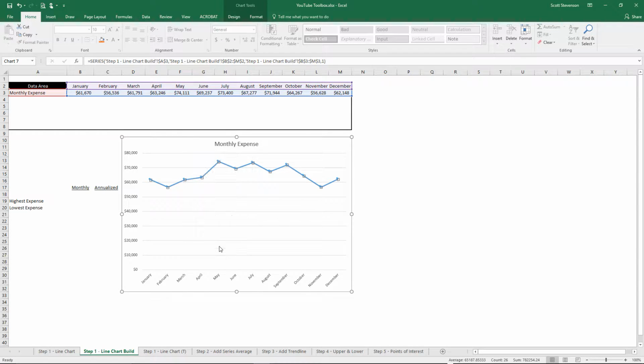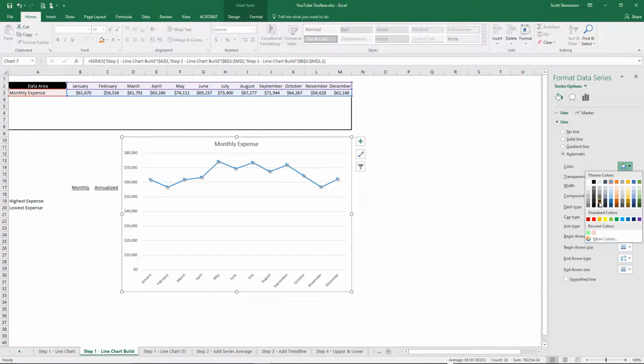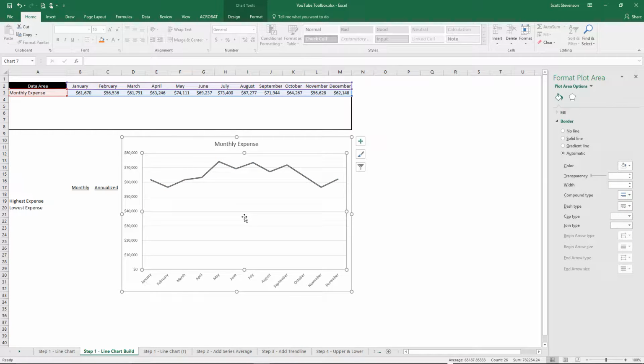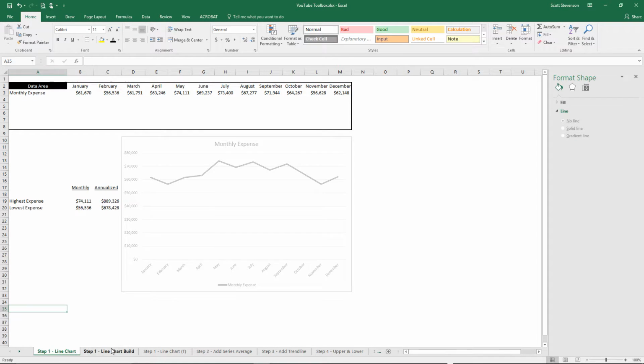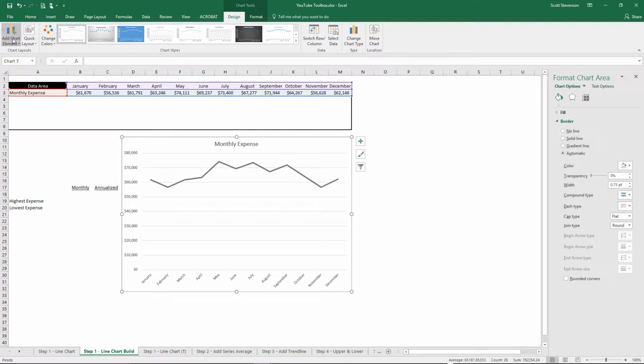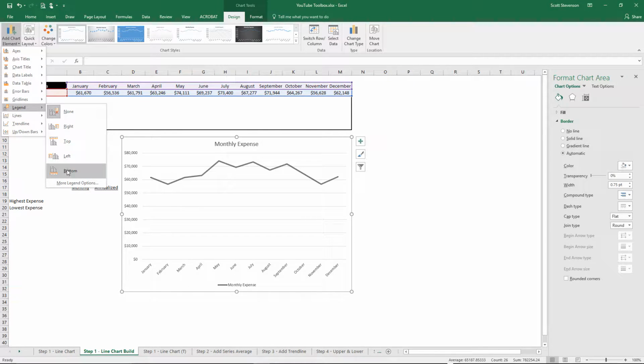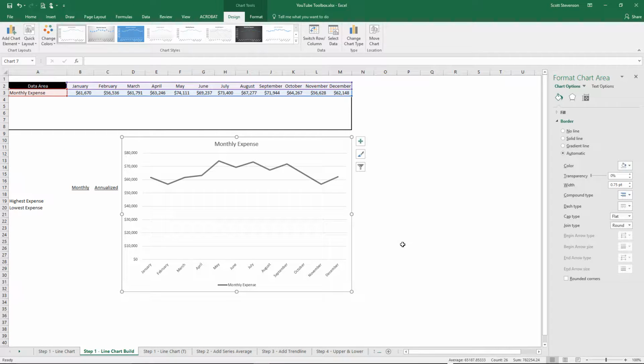I'm going to format the data series, and by going over here, I say I would like it to be black, and the compound type I would like to be a double line, and through the magic of Excel, there it is. I'm also going to add a legend so that we have an exact replication of what we have on the first slide here. I'm going to add a data element of legend, and I'd like the legend to be at the bottom. And there you go.